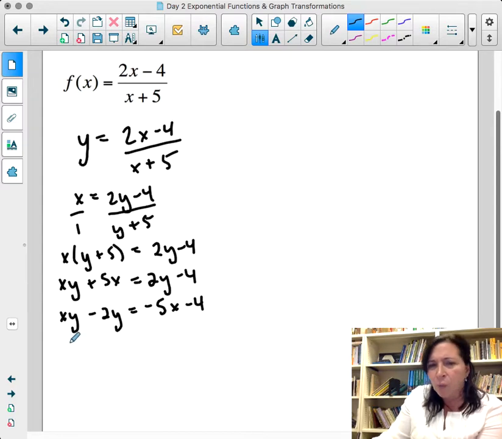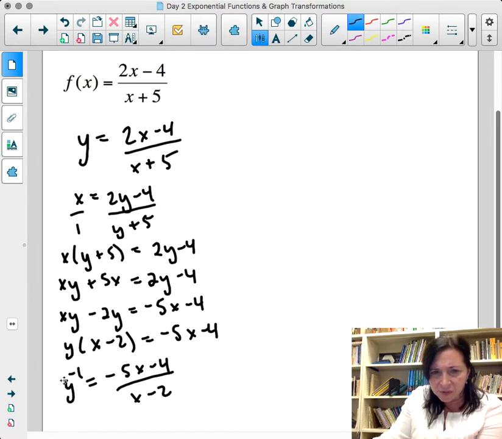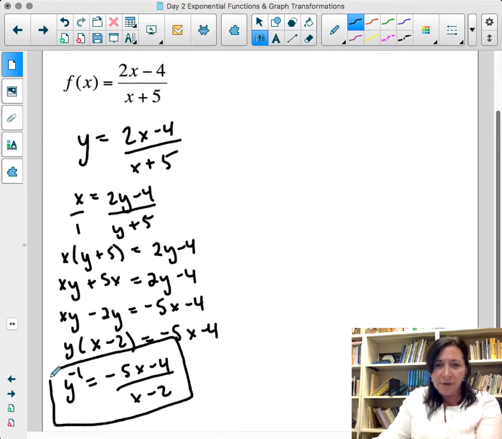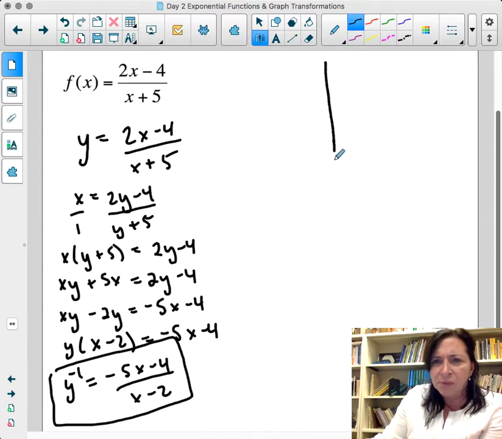I'm going to factor out a y. So now I have y times (x minus 2) equals negative 5x minus 4. And finally, y equals (negative 5x minus 4) divided by (x minus 2). And this allows us to put this little inverse notation there, because that becomes my inverse of the above-mentioned equation. A couple of things. Let's graph this and see what it actually looks like.